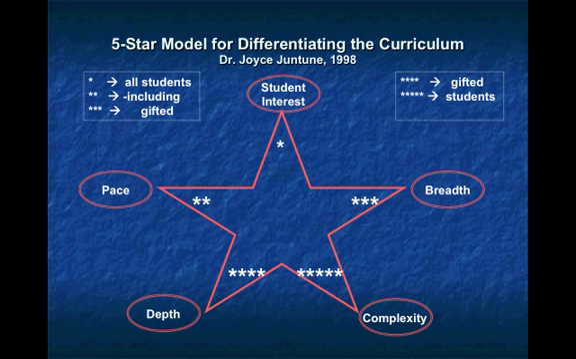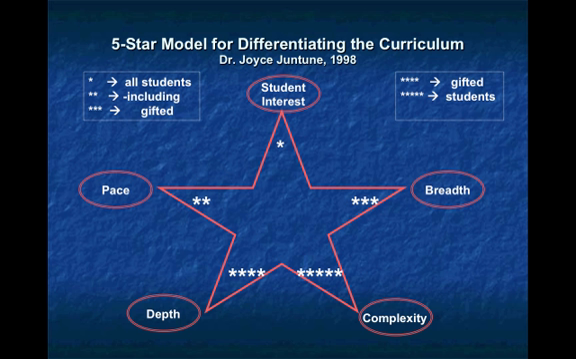Dr. Joyce VanTassel-Baska is a professor at Texas A&M University, and this is her 5-star model for differentiating the curriculum. She says that all students, including gifted, can benefit from differentiating in the areas of student interest, pace of the curriculum, and breadth of the curriculum. Looking specifically at interest, use a book, video, or website related to the topic, but within the realm of the student interest.